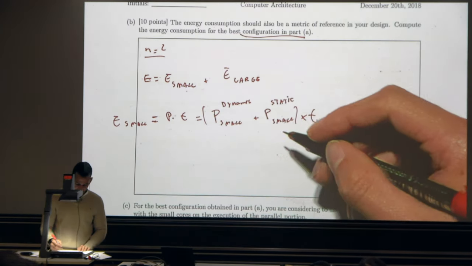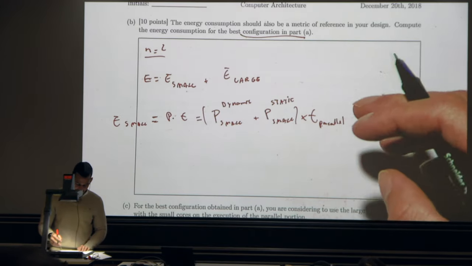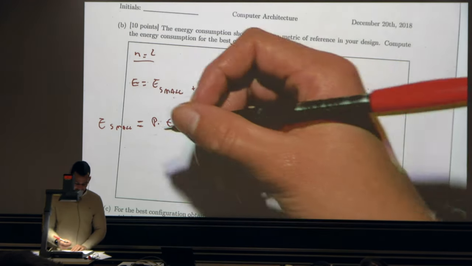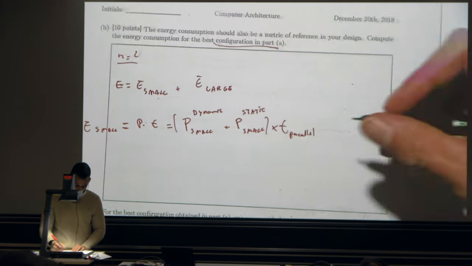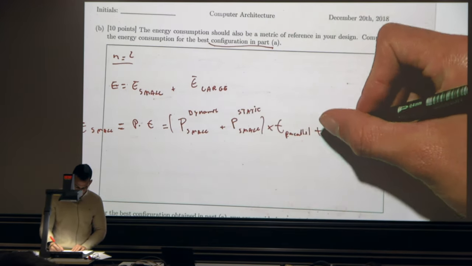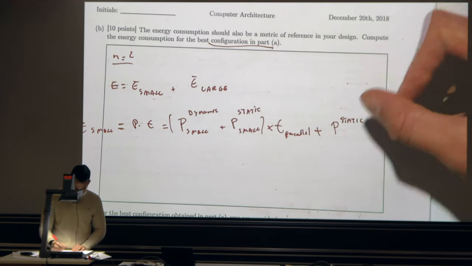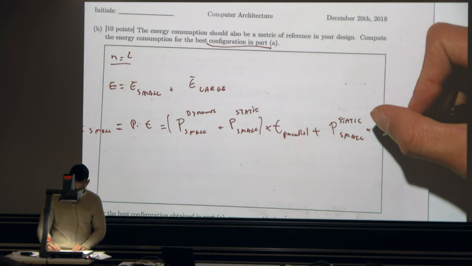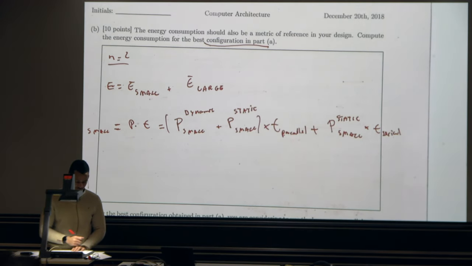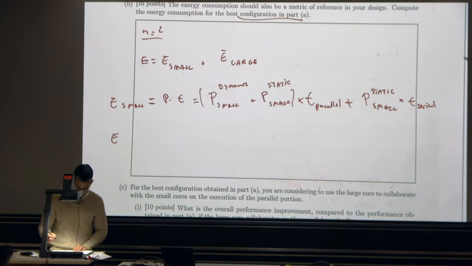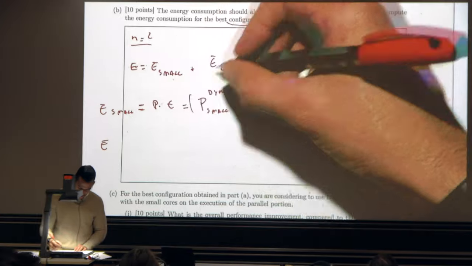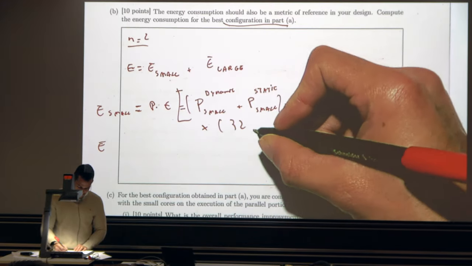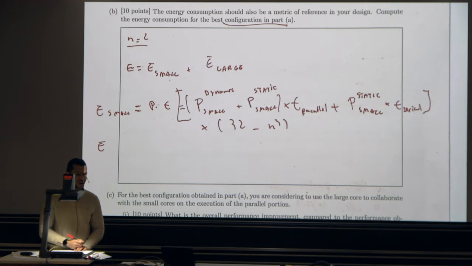However, while the serial part is executing, this core is still in the die, right? So you need to consider the static energy that this core is going to take while it's not doing any computation. So plus the static power of the small core while the serial portion is being executed. And that is for the number of small cores that you have here, right? You have 32 minus n cubed cores, so we have 24 small cores.